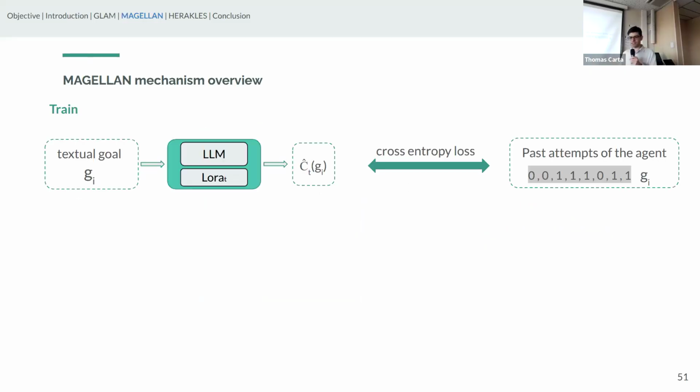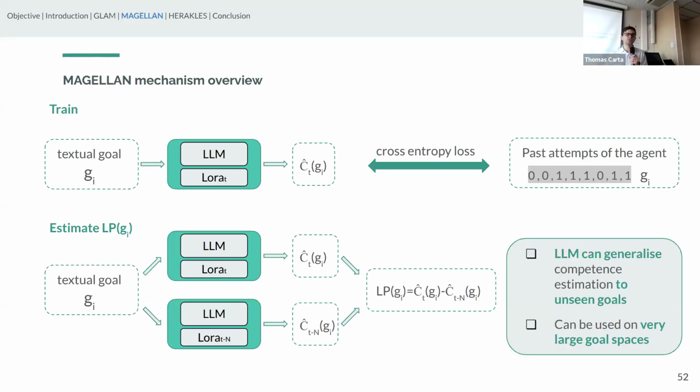So how did we do that in practice? On a textual goal G, we train an LLM to predict the competency using the past attempts of the agents, and we store the weights inside a buffer. Then when we want to estimate the learning progress on this goal G, we use the weights to calculate the competency that we have estimated at t minus n on this goal G, and we do the same for the goal at time t. And then we can recover the learning progress by taking the difference between these two competency estimations.